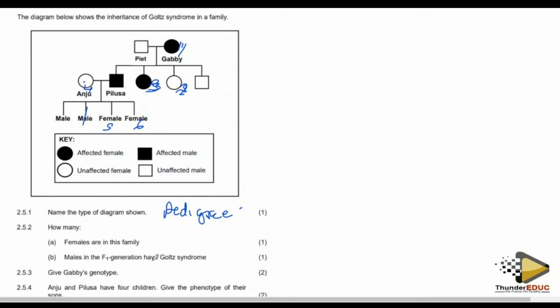Males in F1 generation. They're saying F1 generation. How many males in the first generation? So, remember, you have first generation, second generation, then third generation. So, how many generations are these? There are three. So, they're saying how many males in the first generation? So, it's only one. The father. Yes.